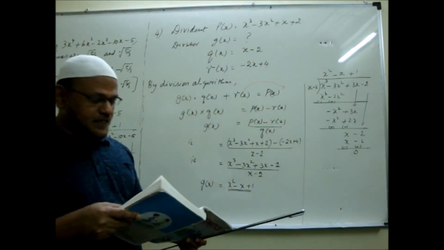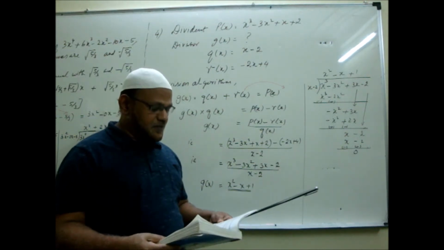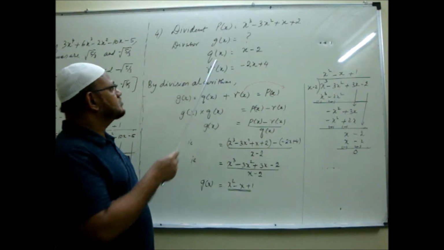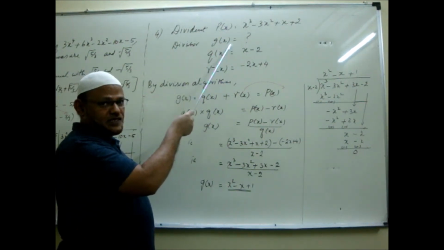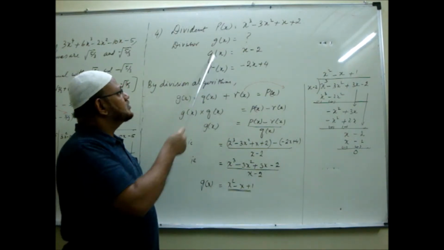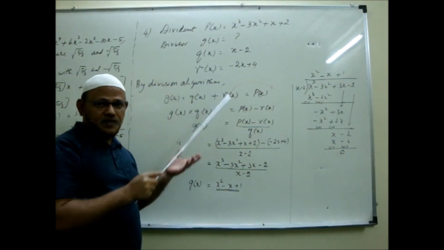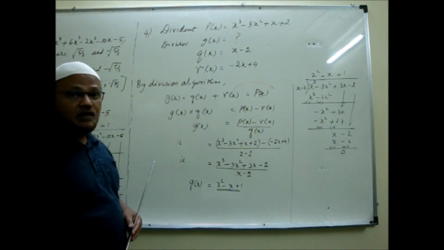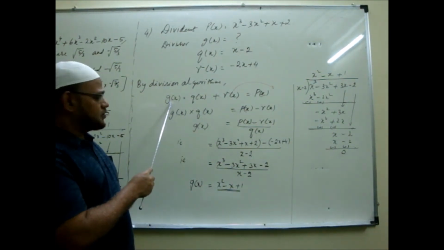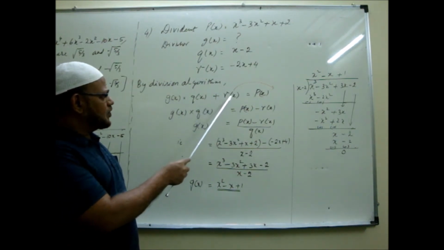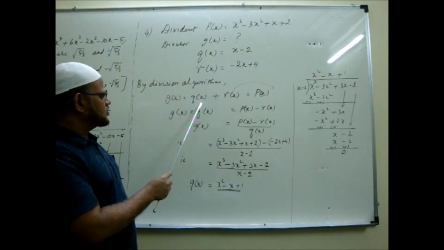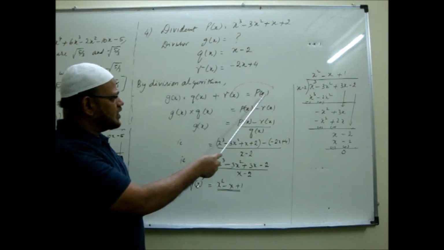Quotient and remainder are x minus 2 and minus 2x plus 4. So what are the things given? They have given a dividend and a divisor, what they are asking you. Quotient they gave you, remainder they gave you. So there are four things, connected by the division algorithm for polynomials. What is that? g(x) into q(x) plus r(x) is equal to p(x). Means divisor into quotient plus remainder is the dividend.